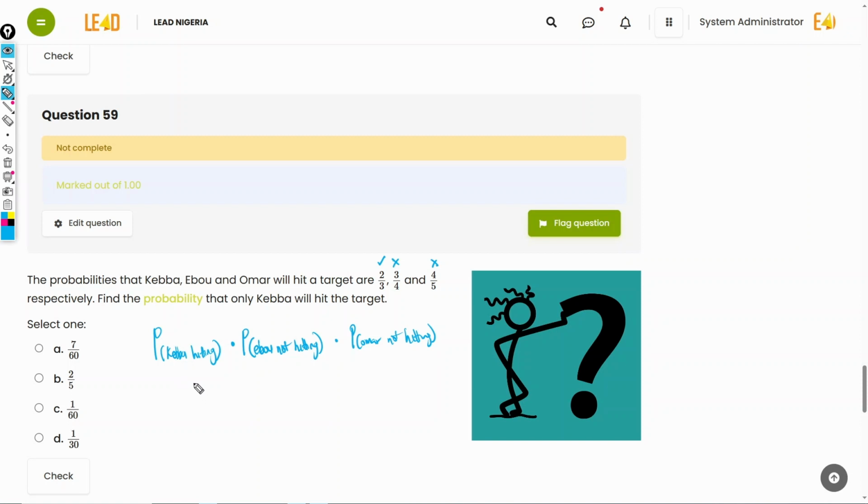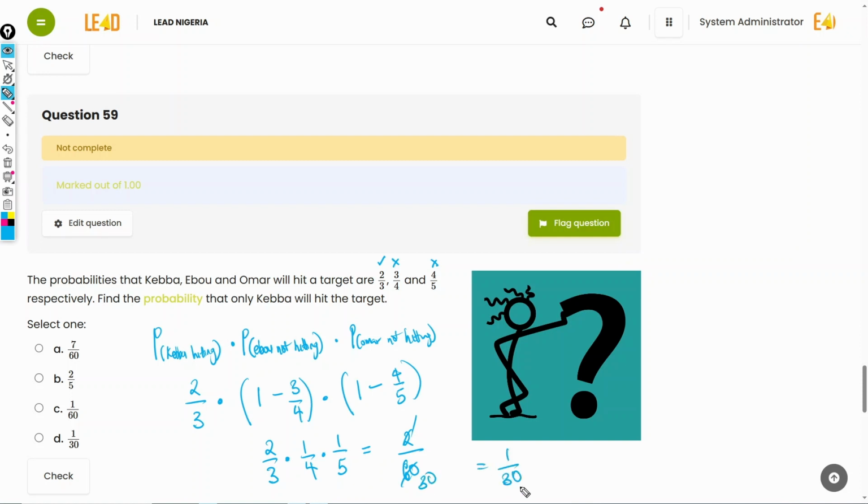So probability of Keba hitting is 2 out of 3. Probability of Abu not hitting will be 1 minus probability of Abu actually hitting, right? So that'll be 1 minus 3 out of 4, times the probability of Omar not hitting, which would be 1 minus 4 out of 5. So this would be 2 out of 3 times what? 1 out of 4 times 1 out of 5, which gives you 2 out of 60 that can be reduced to what? 1 out of 30. That's option D.